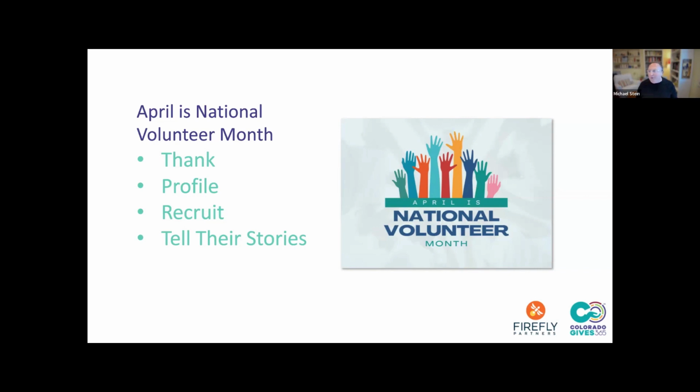And often if you can find the right thing that really gets them involved in your mission, you can find some incredible people. So profiling them and telling their stories is a really good feel-good thing that volunteers often really appreciate. And of course, this is the perfect month to be recruiting more volunteers. By combining all those together, hopefully it creates some good vibrations in your community so that you can keep those volunteers engaged.